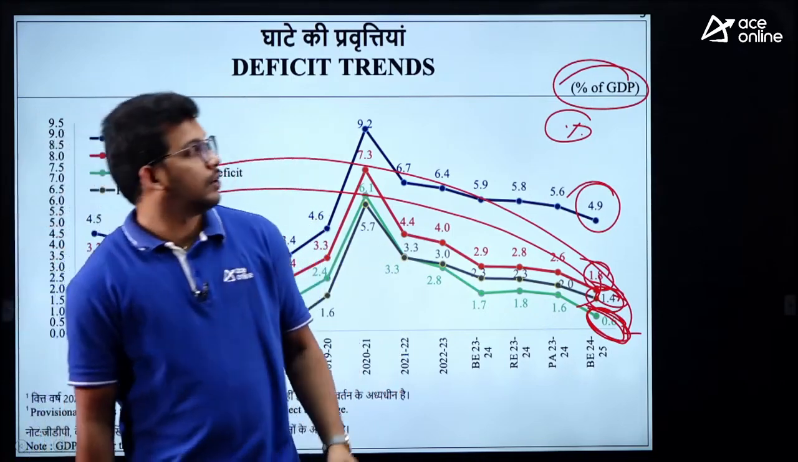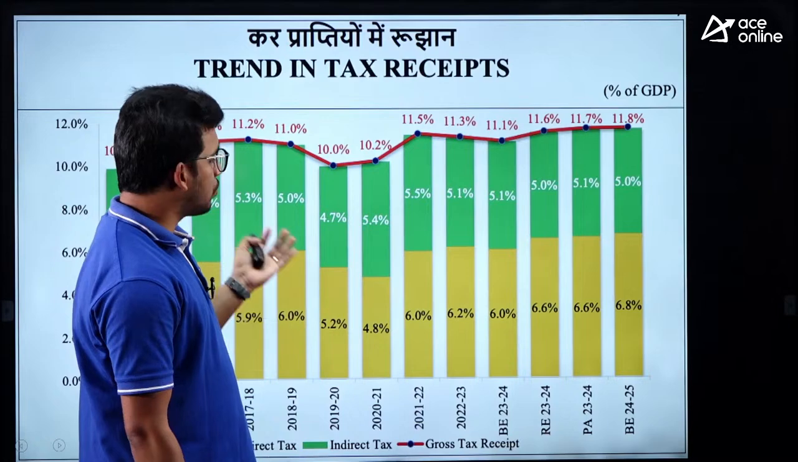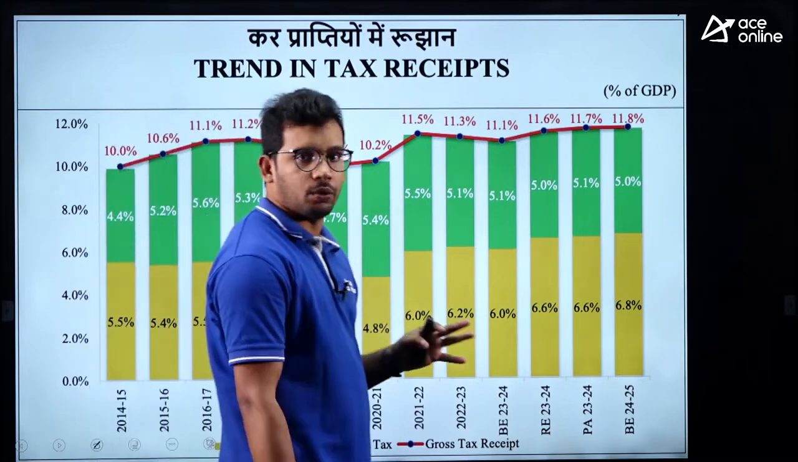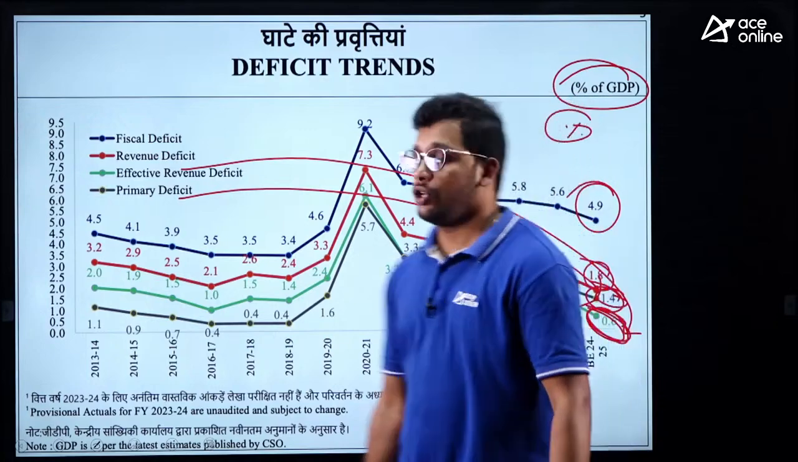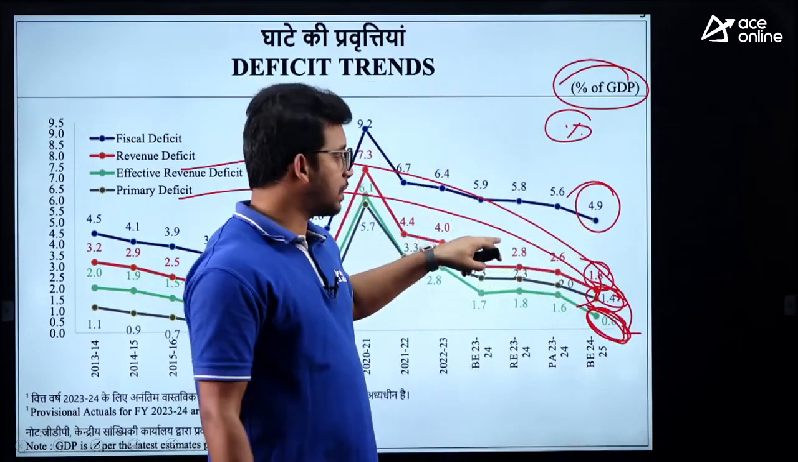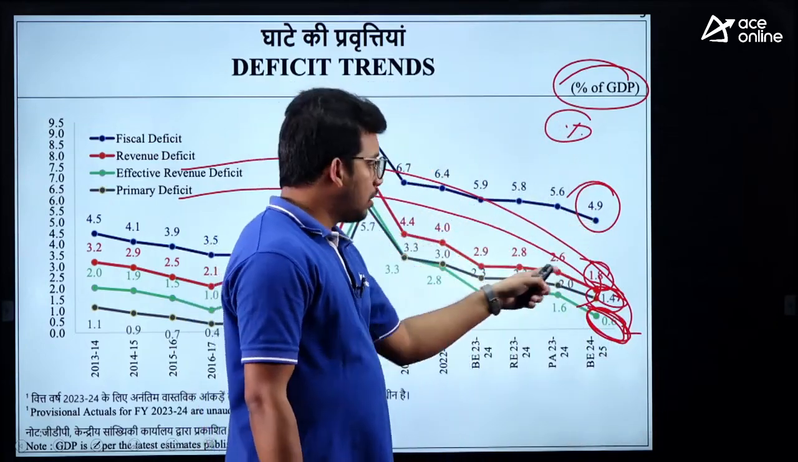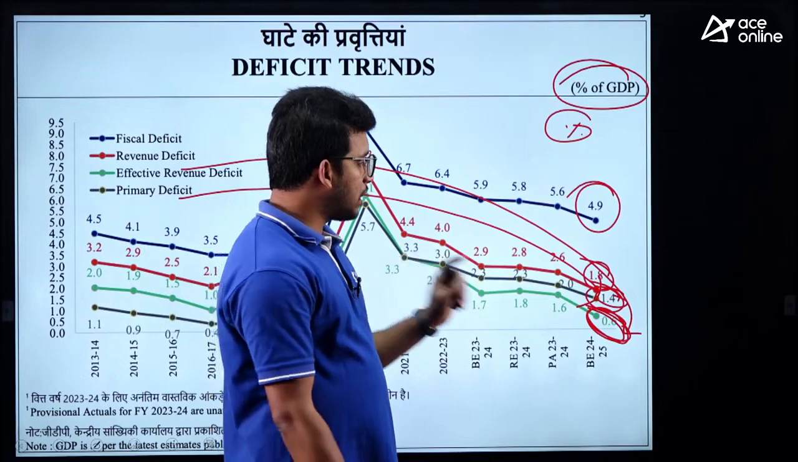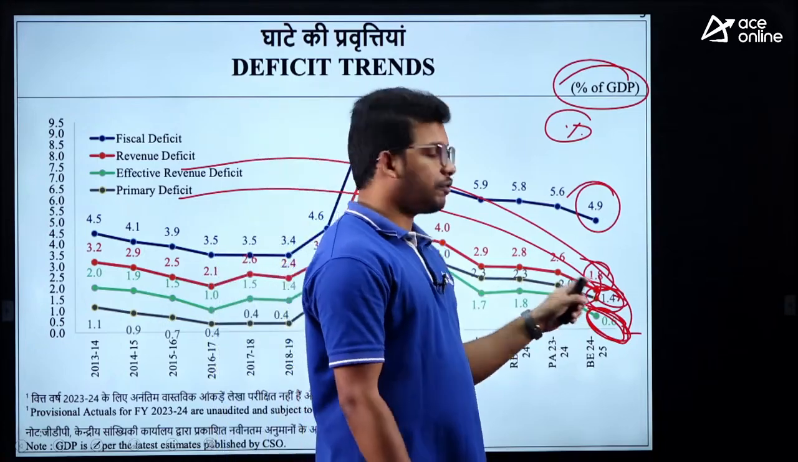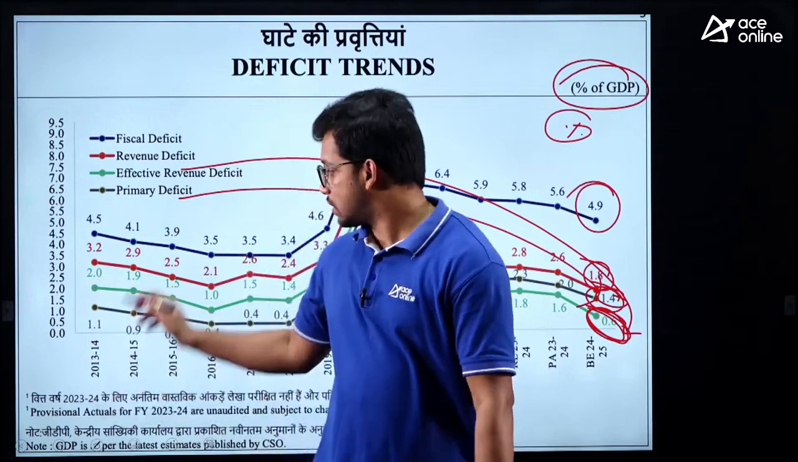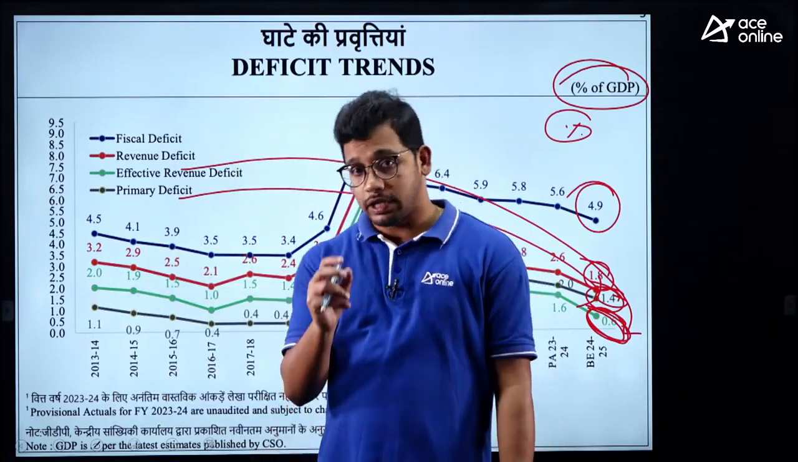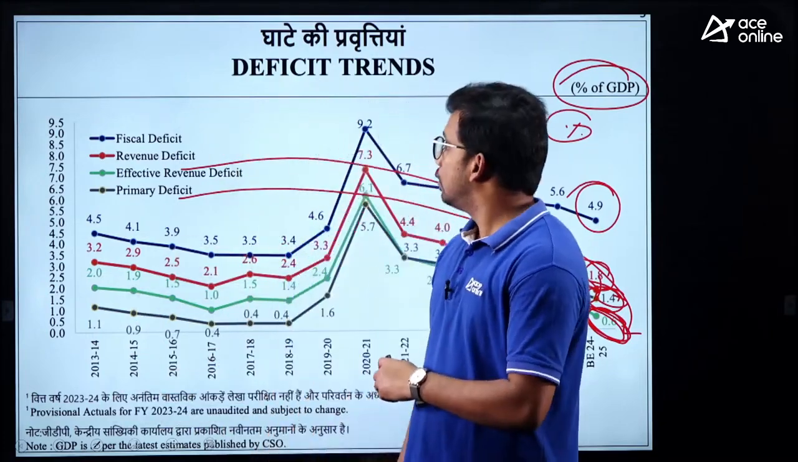Is this clear? Moving to the last one, so we have 3-4 slides now, we will complete that, but understand these numbers are very very important. You need to remember what the fiscal deficit percentage is, and then revenue deficit percentage, primary deficit, and finally the effective revenue deficit. So these are the graphs, you can go through them, the numbers are very very important.